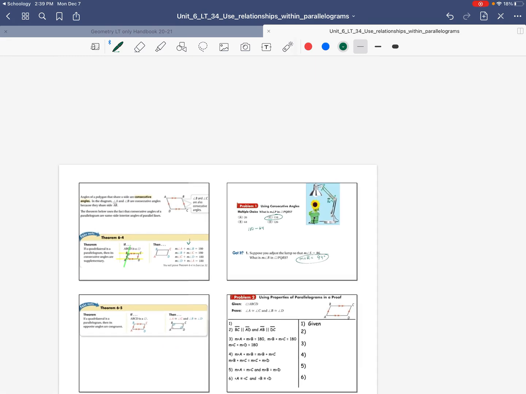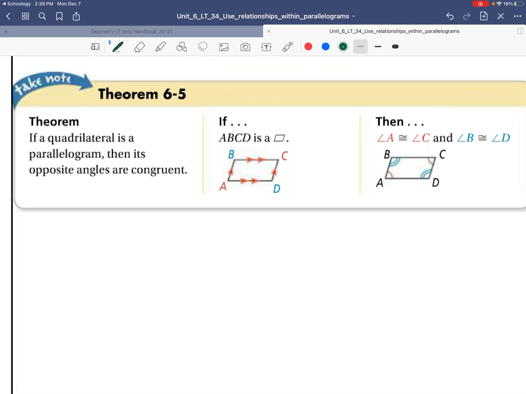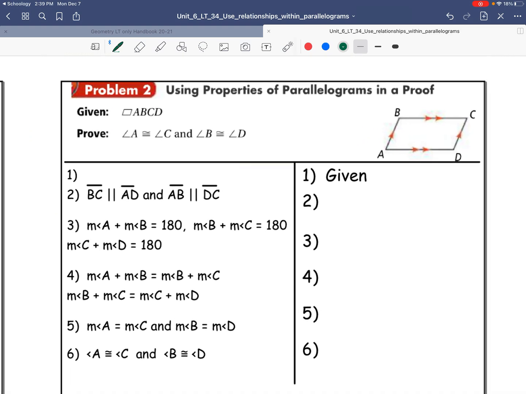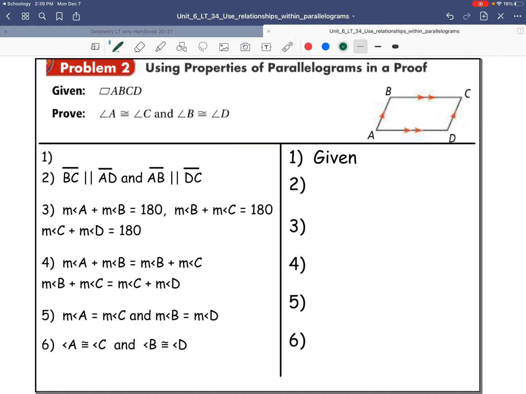Okay, let's go down here. If a quadrilateral is a parallelogram, then opposite angles are congruent. So we get angle A congruent to C and B congruent to D. We've got a proof for that theorem here. I know that you probably don't have this in your guided notes, so I want you to pause the movie, add the statements, and then press play when you're finished.